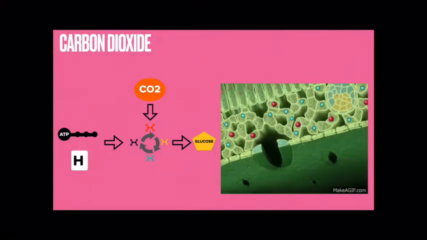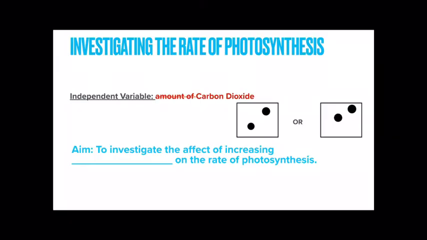Now, the faster this happens, the more glucose we'll get. The rate of photosynthesis here could be reduced by reducing the CO2. If there's no CO2, there's nothing for the hydrogen or the ATP to join with, and therefore there'll be no glucose. So again, if we talked about the amount of carbon dioxide, that wouldn't be correct. We don't use amount in science.